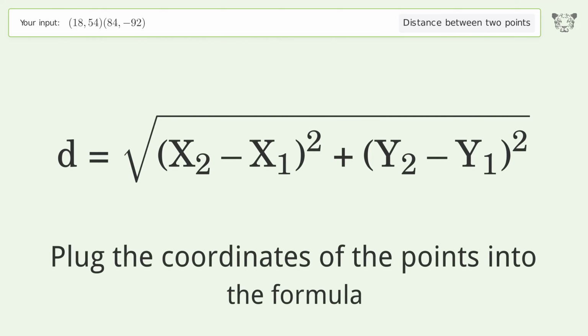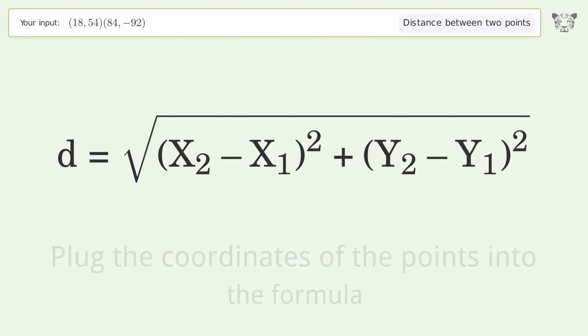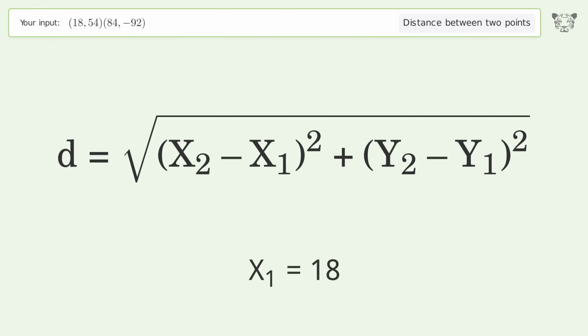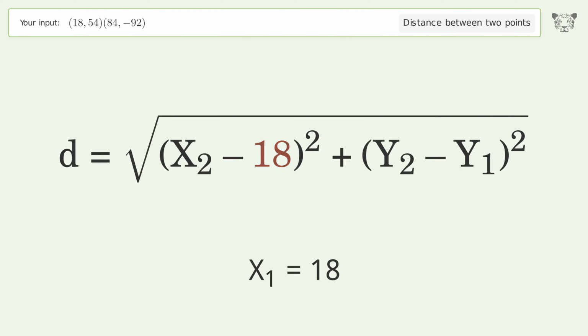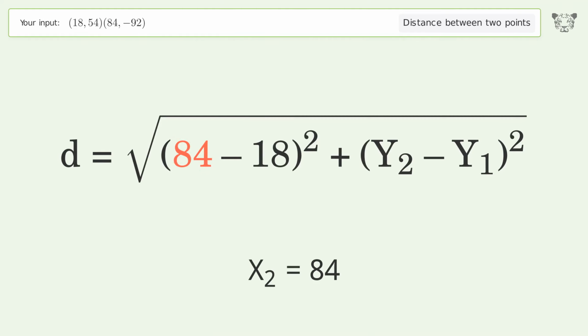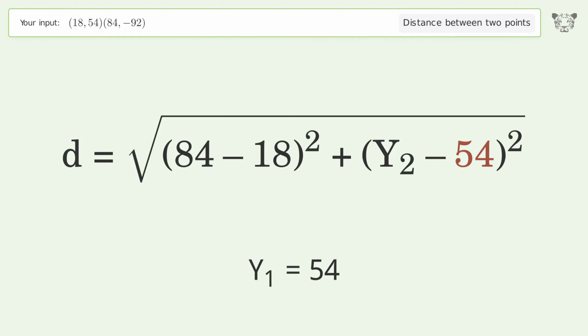Plug the coordinates of the points into the formula. x1 equals 18. x2 equals 84. y1 equals 54. y2 equals negative 92.